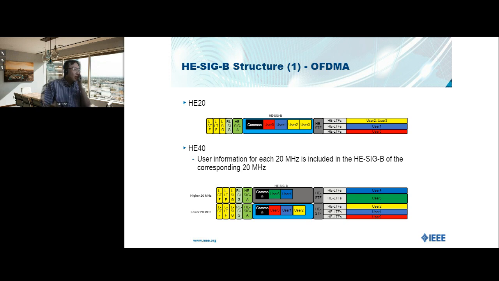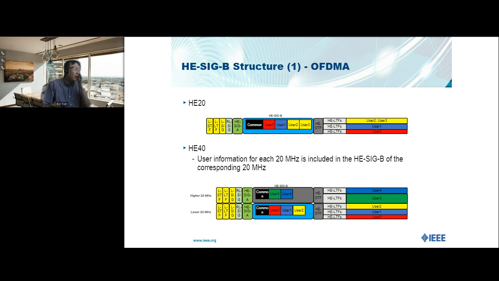The second part, for example, HE 40 MHz. Remember, we have this content channel. So now we still have OFDMA transmission. Look at the data portion. The first 20 MHz we transmit to users 0, 1, 2. The second 20 MHz, in this case the higher 20 MHz, we transmit to users 3 and 4.